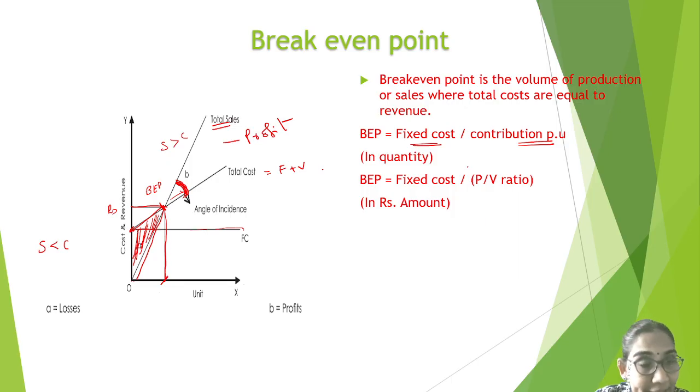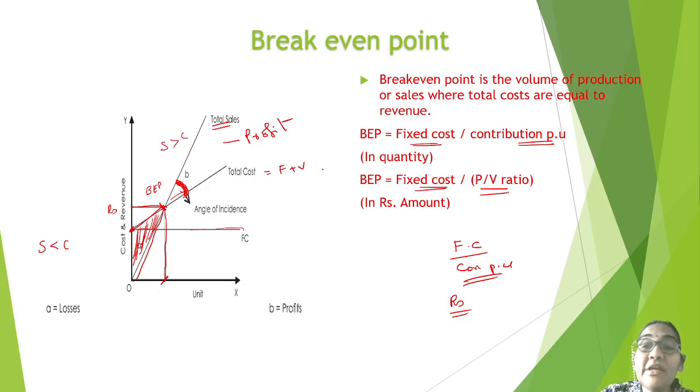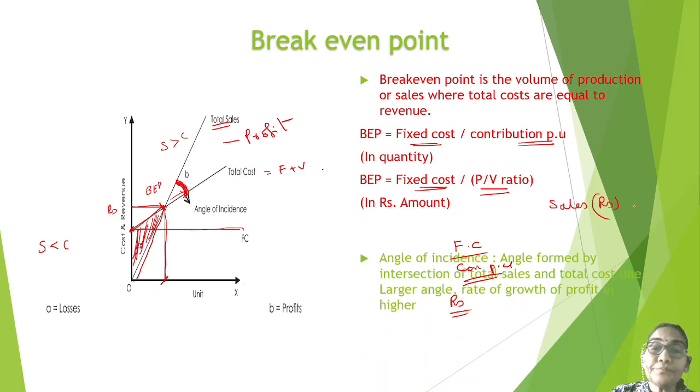If you want to calculate how many units you need to sell to recover all your cost, then fixed cost upon contribution per unit. Basically, when you divide it, it tells you how many units you need to sell to recover your fixed cost. So that is your BEP. But if you want it in rupees, in that case, you will divide the fixed cost by the PV ratio or the CS ratio so that you will get the BEP sales in rupees.